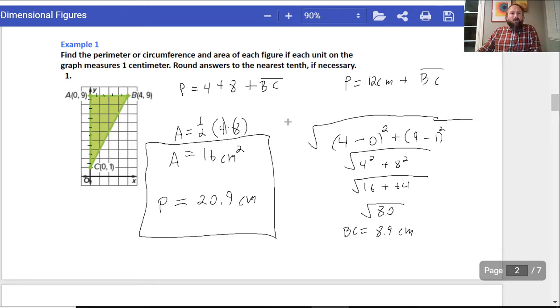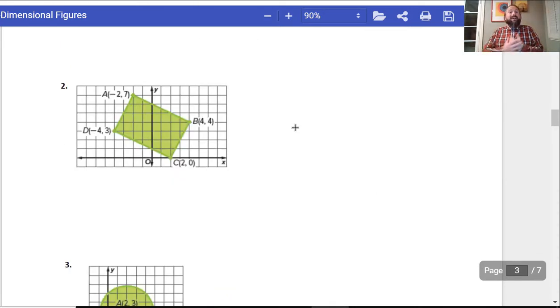All right, so let's continue. Now we're dealing with a rectangle, but it's not easy to read. So if it had been easy to read, we could do length times width and just do counting. But looking at this, we're going to see that we don't have it. So we have to use the distance formula. And so let's do it. So we understand that the area will equal the length times the width. We understand that the perimeter will equal 2 of the lengths plus 2 of the widths.